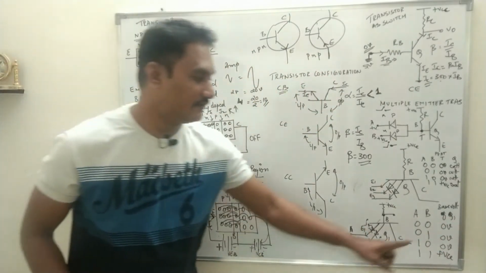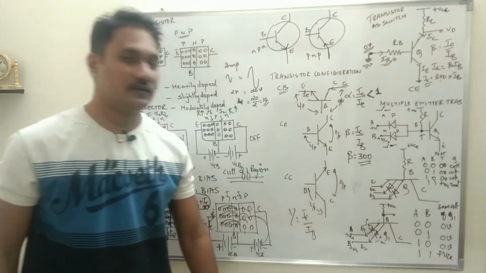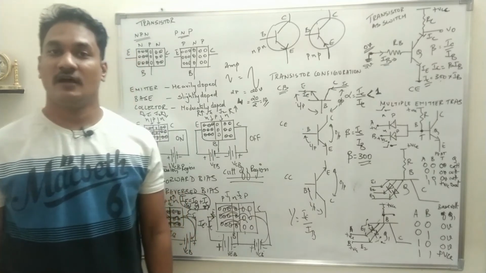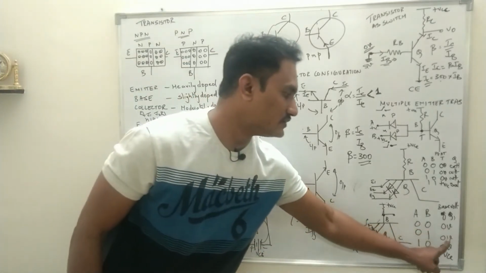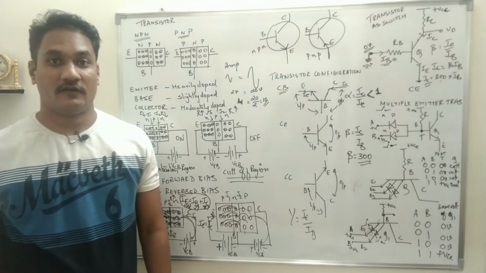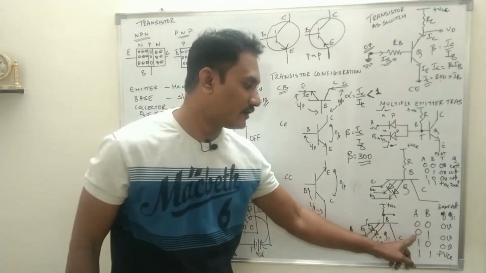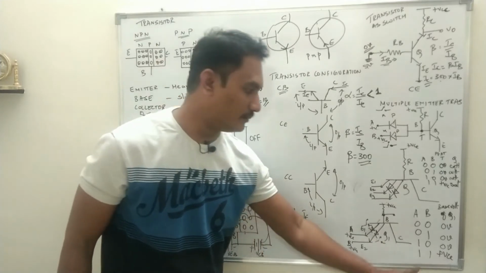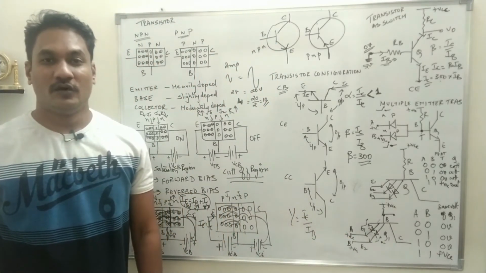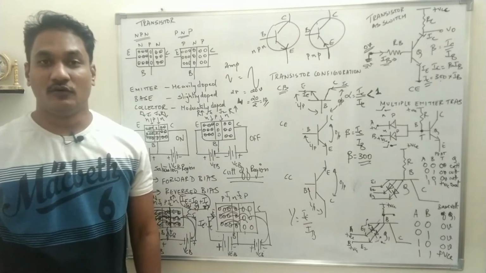So you can see, if you convert this to digital output, 0 volt corresponds to 0 and any higher voltage is considered as 1. So it will be 0 0 0 1. That means when any one of the inputs is 0, the output is 0. When both the inputs are 1, the output is 1. It is similar to an AND gate.